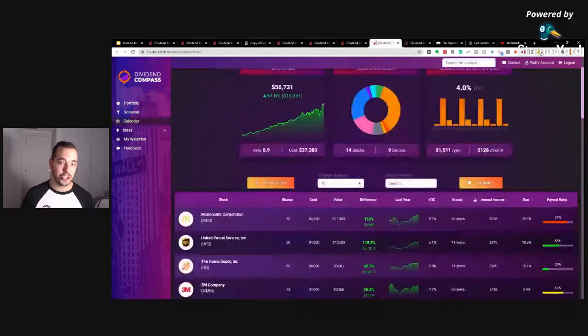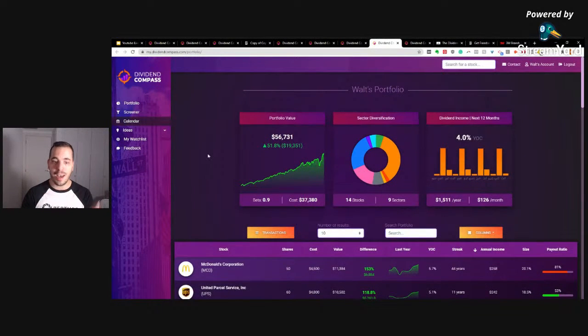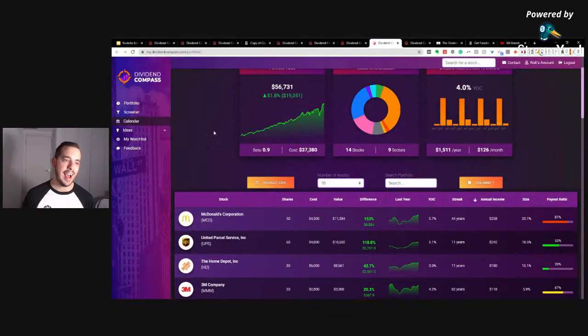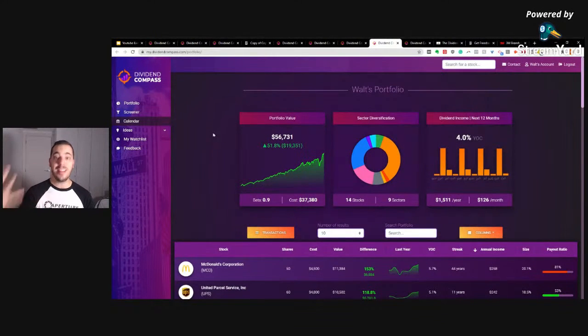The dividend calendar. I'm going to show you my portfolio and every single stock in it, and how it's performed, how many dividends they have paid me, the kinds of companies that I own.